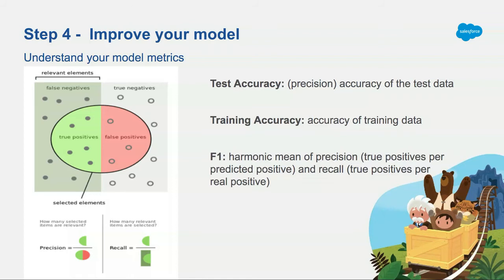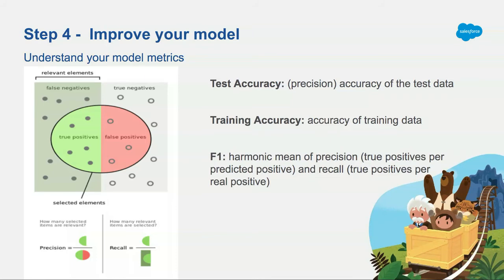Test accuracy. When you provide a data set, by default we keep a subset to test your model. By default it's 20%, you can change that. That set of data, we call it the test set, and we don't use that to train your model. Instead, we use it to evaluate your model. So the test accuracy is the precision or accuracy on that test set. The training accuracy is over all of your data.